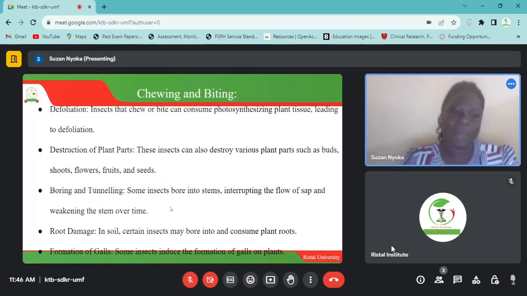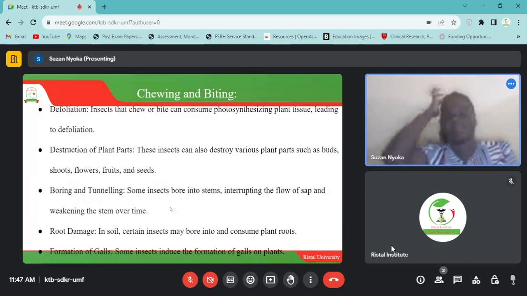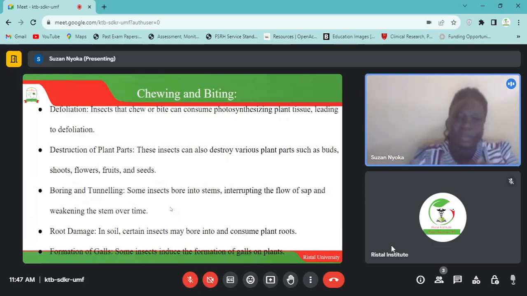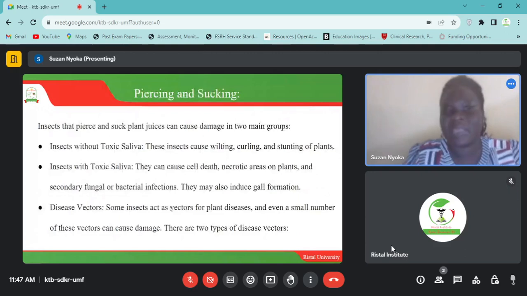Root damage. In soil, certain insects may bore into and consume plant roots. Formation of galls. Some insects induce the formation of galls on plants. And yeah, these are the ball-like or stone-like swellings on the leaves or even the stems of these plants. And then piercing and sucking. Insects that pierce and suck plant juices can cause damage in many ways.